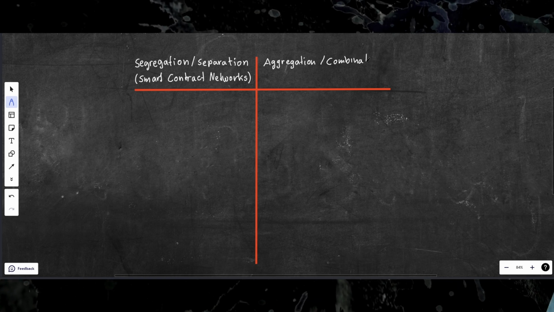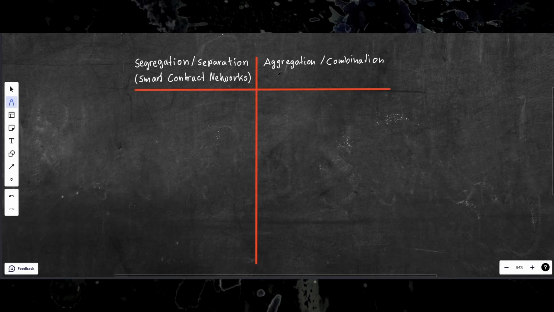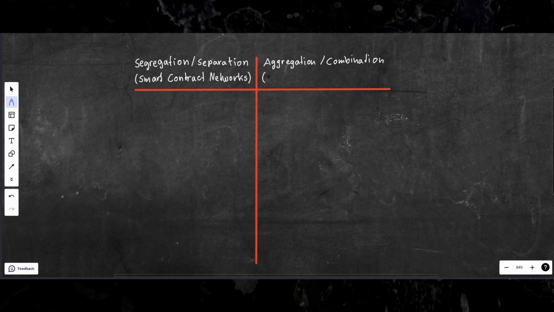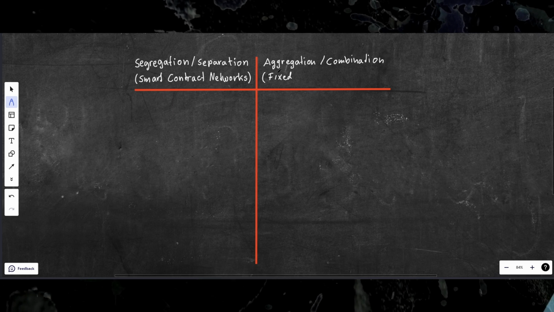It basically all boils down to segregation versus aggregation. So smart contract networks versus fixed function networks. XRPL representing the fixed function network side.